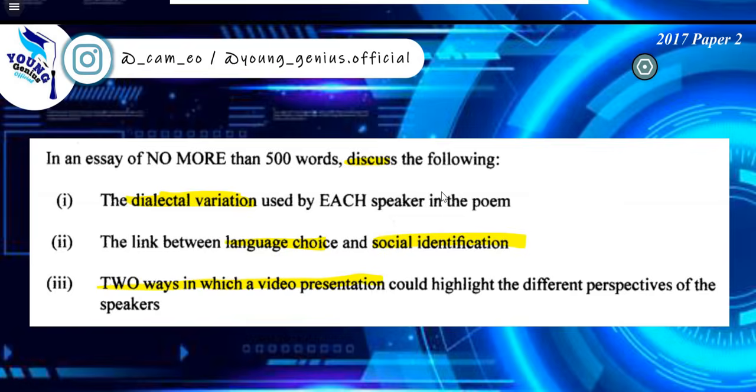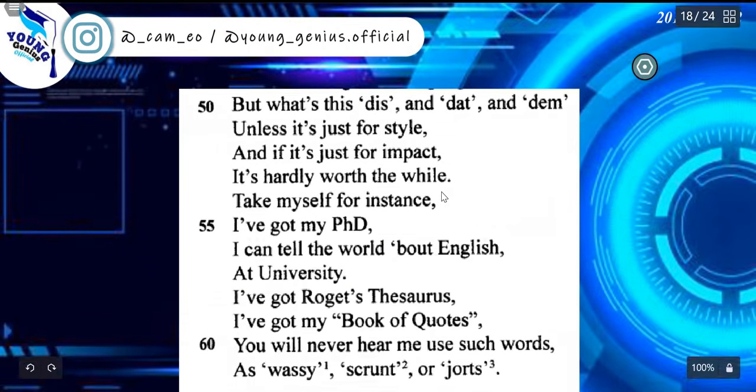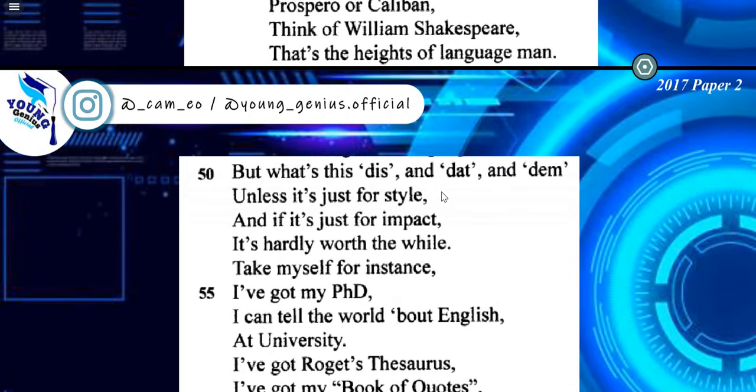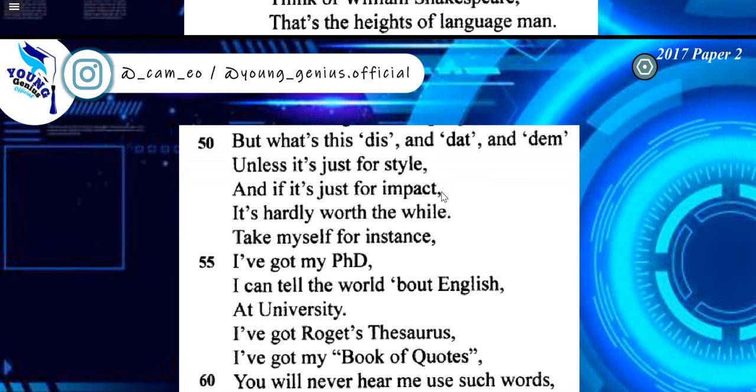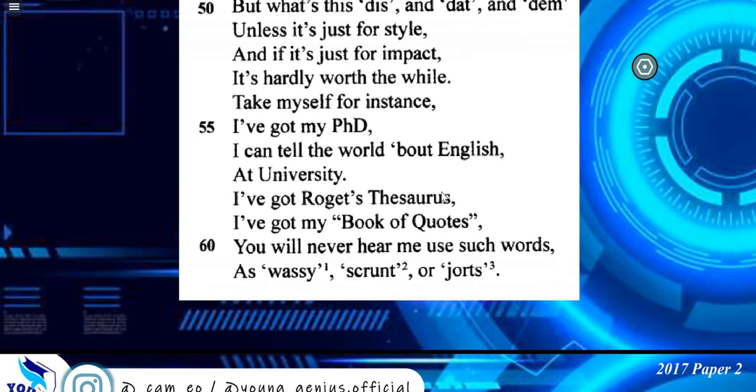So this man who is speaking Standard English, all so prim and proper, he said he has his PhD, and he can tell the world about English at university. He's got his thesaurus, his book of quotes. Like, nobody cares that you have a book of quotes. No offense to that man. Like, I don't give any flying fishes, to be honest.